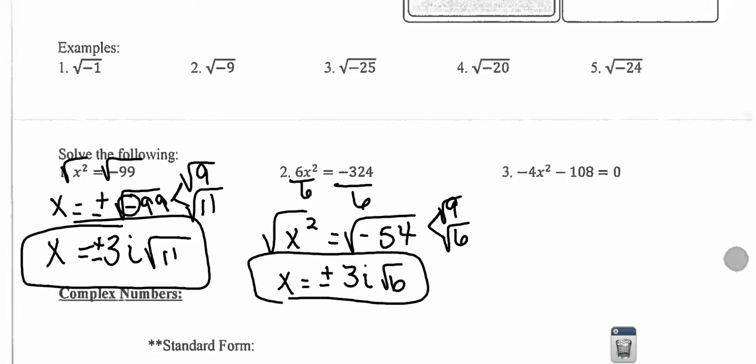So I want you to go ahead and pause this video and try number 3 on your own. And when you finish number 3, I want you to unpause it and I will go over it.